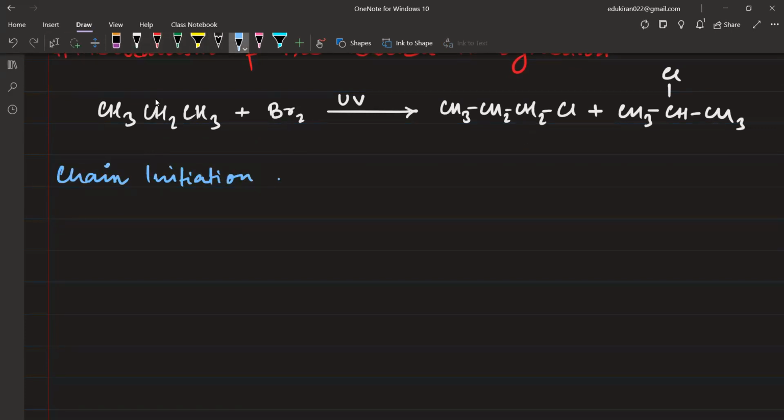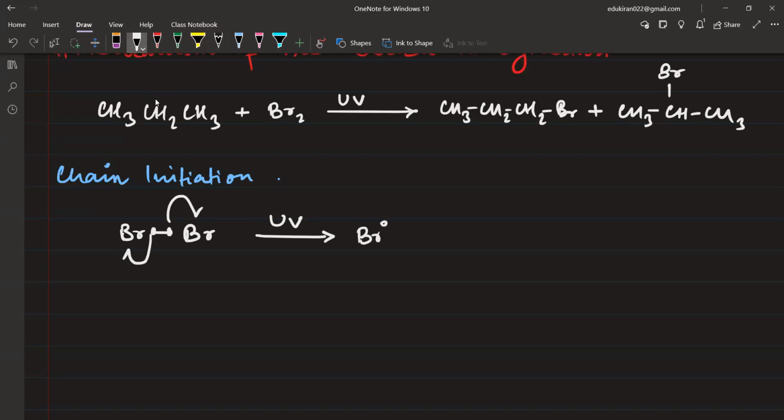In chain initiation, what happens? Sorry, my bad. This will be bromine, and this will also be bromine. Yes, thank you for correcting that. Now we have bromine and bromine. In the presence of UV rays, this Br-Br bond will break homolytically. That means we have 2 electrons. One electron will go to this bromine, the other electron will go to the other bromine, and we'll get a Br free radical and another Br free radical.